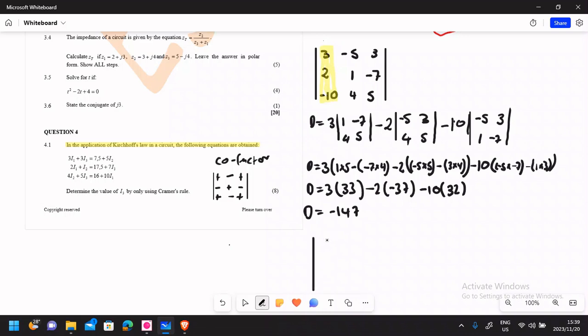There we go. And then we know that this is going to be 3, this is going to be 2, and that is going to be negative 10. This is going to be negative 5, that is going to be 1, and that is going to be 4. And then this one here, remember we substitute with the constant here. We have 7.5, and then here we have 17.5, and the last one here we have 16. There we go.